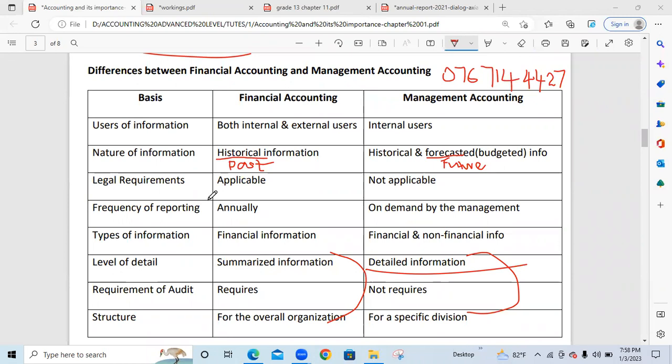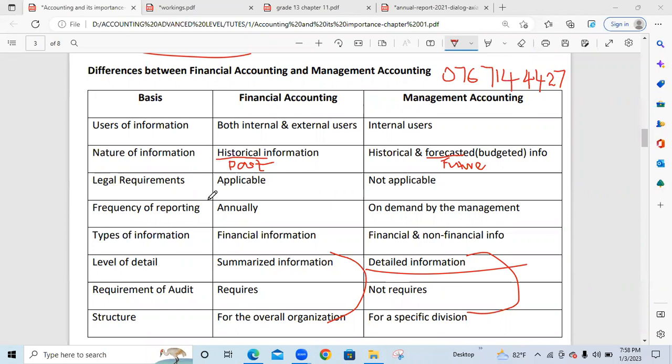Can you explain legal requirement? Legal requirement means, when it comes to accounting, you will study in grade 13, you have to follow accounting standards. There are so many legal acts you have to follow. So guys, these are legal requirements. When you prepare financial statements, they have given us a particular format. You have to follow those formats before preparing financial statements.